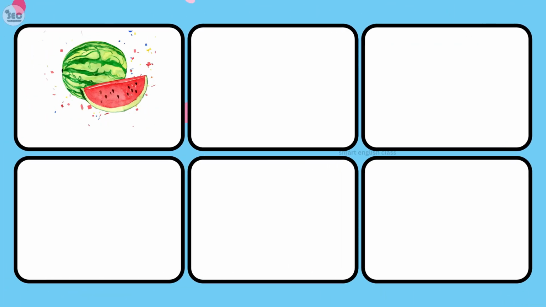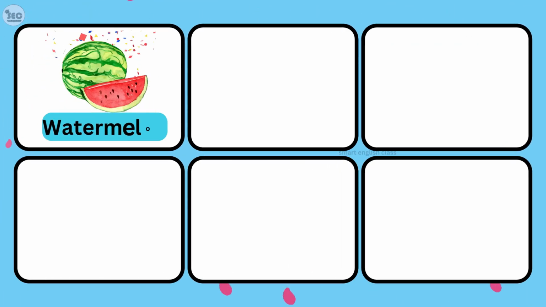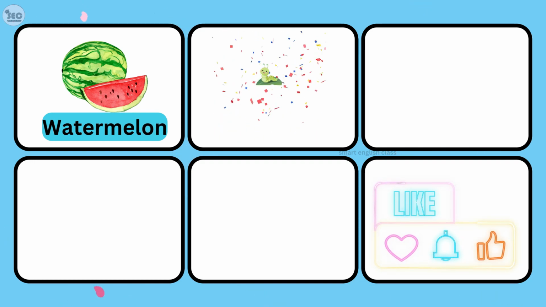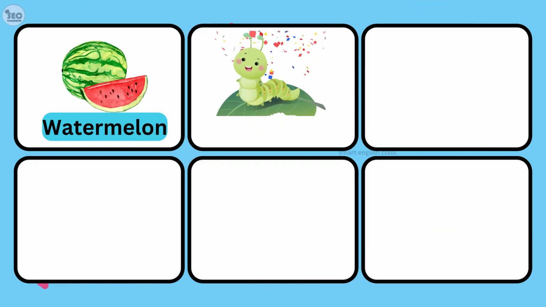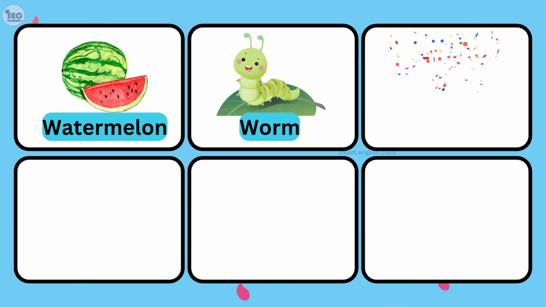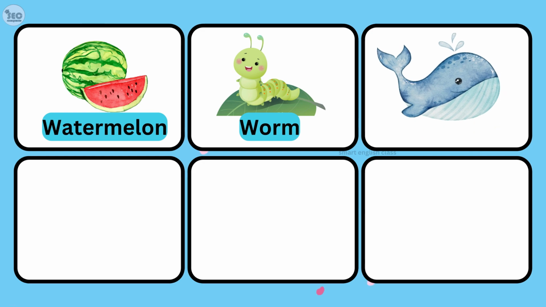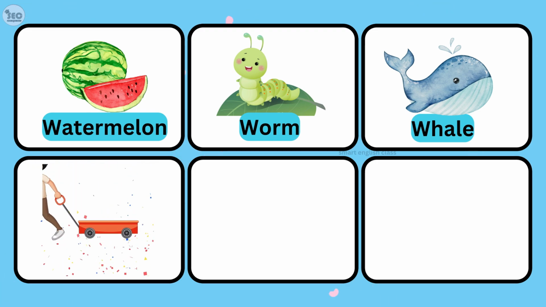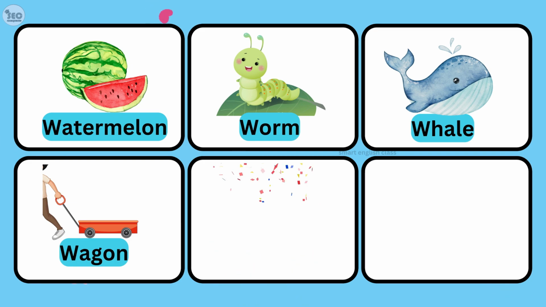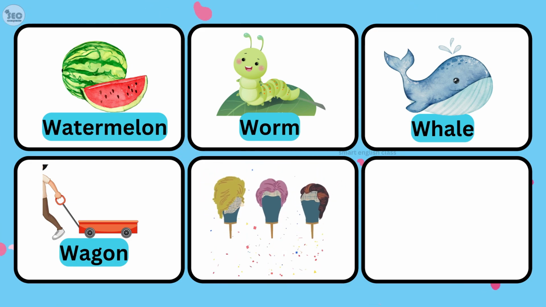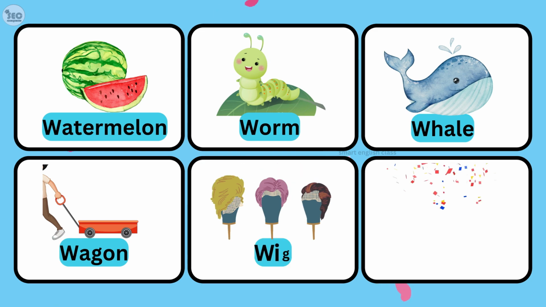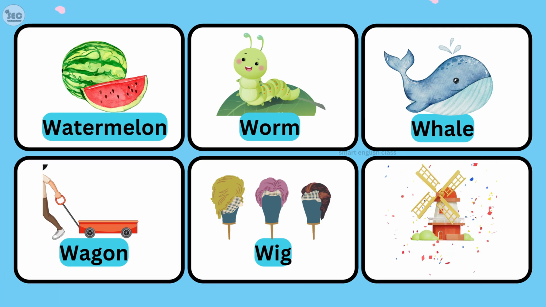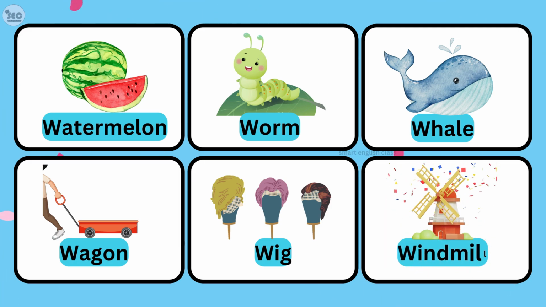W for watermelon. Watermelon. W for worm. Worm. W for whale. Whale. W for wagon. Wagon. W for wig. Wig. W for windmill. Windmill.